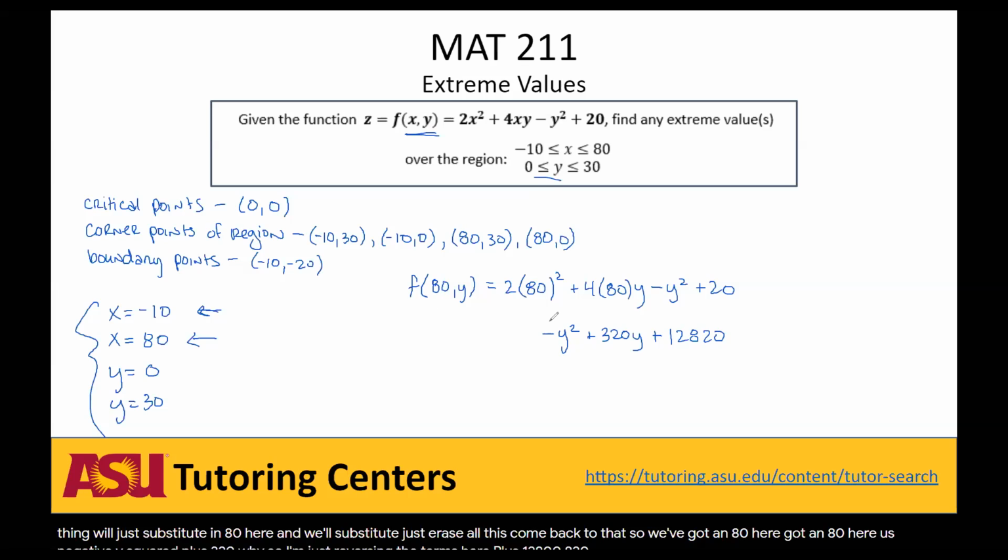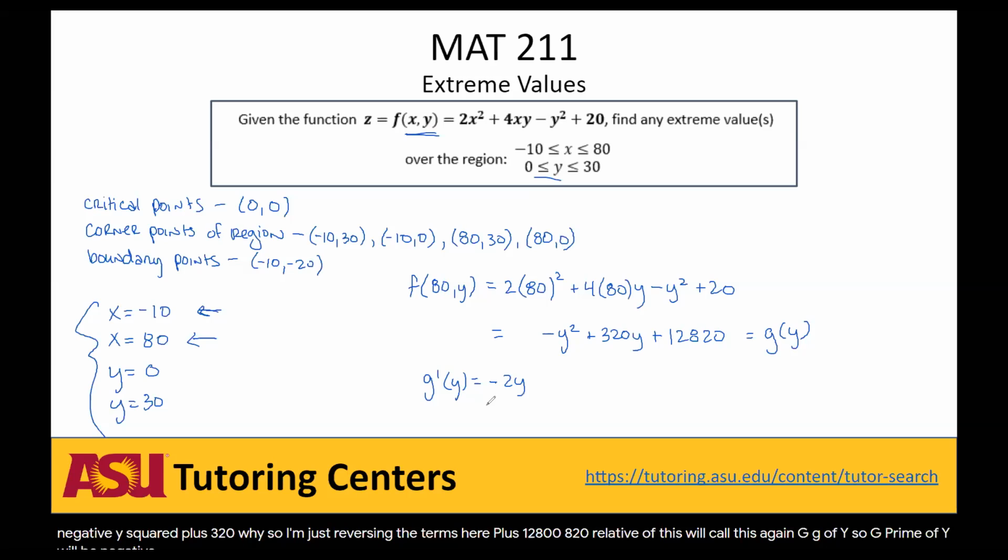We're going to take the derivative of this. We'll call this again g of y. So g prime of y will be negative 2y plus 320. And we're going to set that equal to 0. So that gives us negative 2y equals negative 320. And it follows that y equals 160.